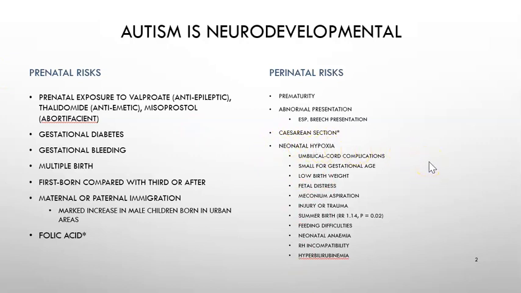So umbilical cord complications, if it's wrapped around the neck. Some, if you're small for your gestational age, which would also correlate with a low birth weight. Some sort of fetal distress. Again, that could lead to the need for a cesarean section. Some sort of injury or trauma, etc.